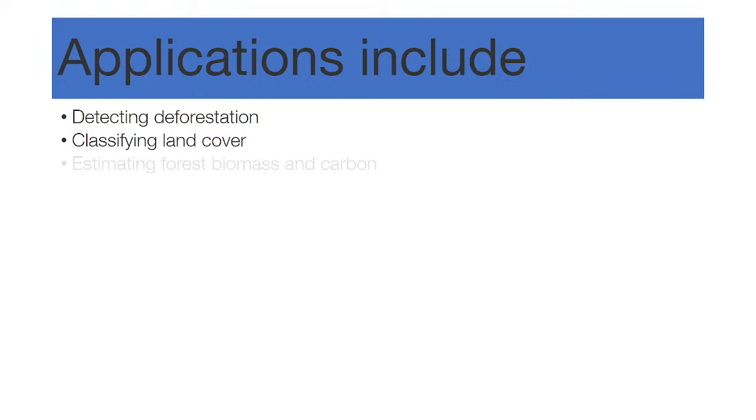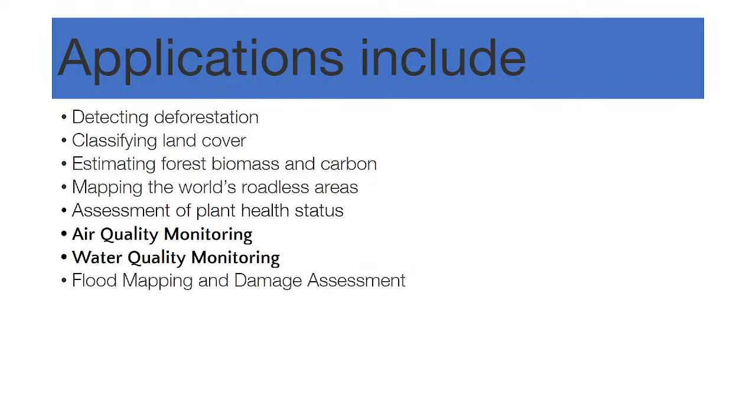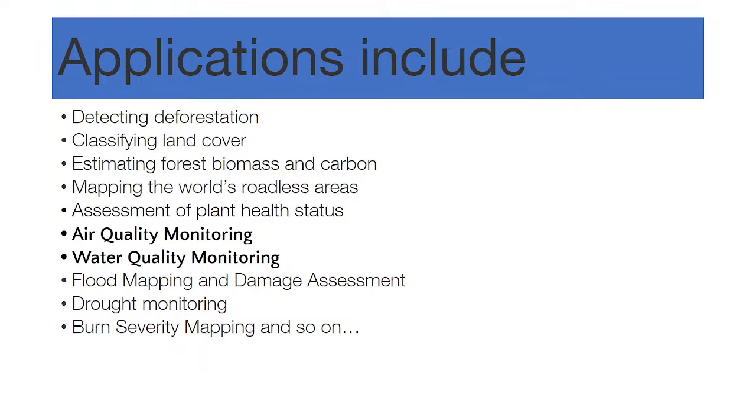And applications. Google Earth Engine has a lot of applications. Any kind of remote sensing analysis we can easily handle using this platform, such as detecting deforestation, classifying land use and land cover mapping, estimating forest biomass and carbon, mapping the world's roadless areas, assessment of plant health status, air quality monitoring, water quality monitoring, flood mapping and damage assessment, drought monitoring, burn severity mapping, and so on. So any kind of remote sensing application we can easily do in the Google Earth Engine platform. We just have to know about the algorithm.